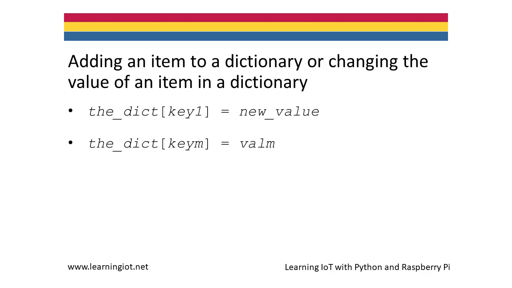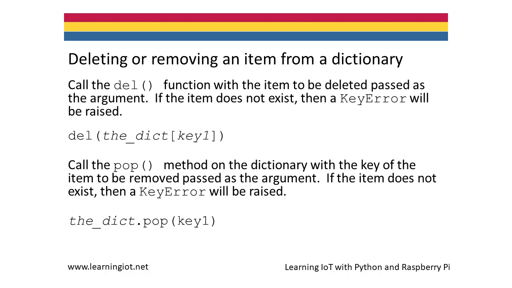In order to add an item to the dictionary, the same syntax can be used. An item can be accessed by following the dictionary with square brackets that enclose the key of the item. To delete an item from the dictionary associated with key 1, say, use the delete function with the item to be deleted passed as the argument. Calling the pop method on a dictionary will cause the item associated with the key passed as the argument to be removed and returned.